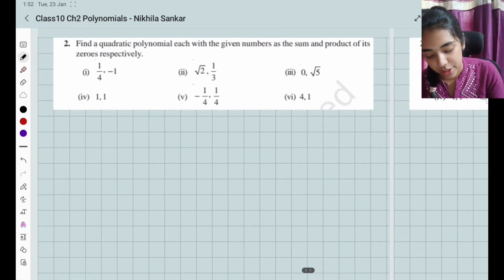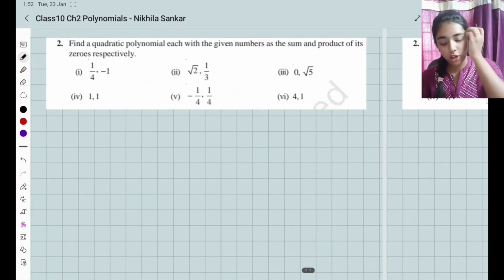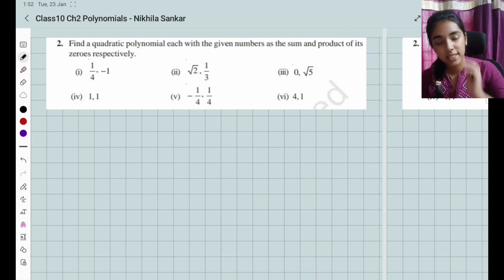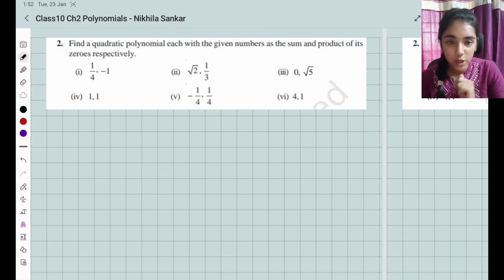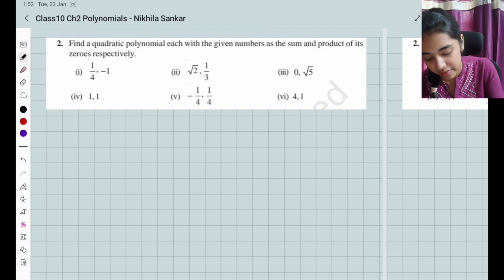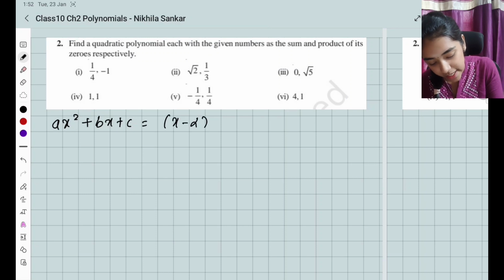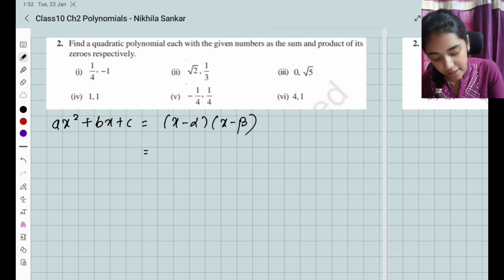Now question number 2. Find the quadratic polynomial for which the zeros are given. You have to find the quadratic equation. It's very, very simple. First of all, how can we write ax² plus bx plus c? We can write it as (x minus alpha)(x minus beta). Now, before substituting values, I'll directly find what the equation is.